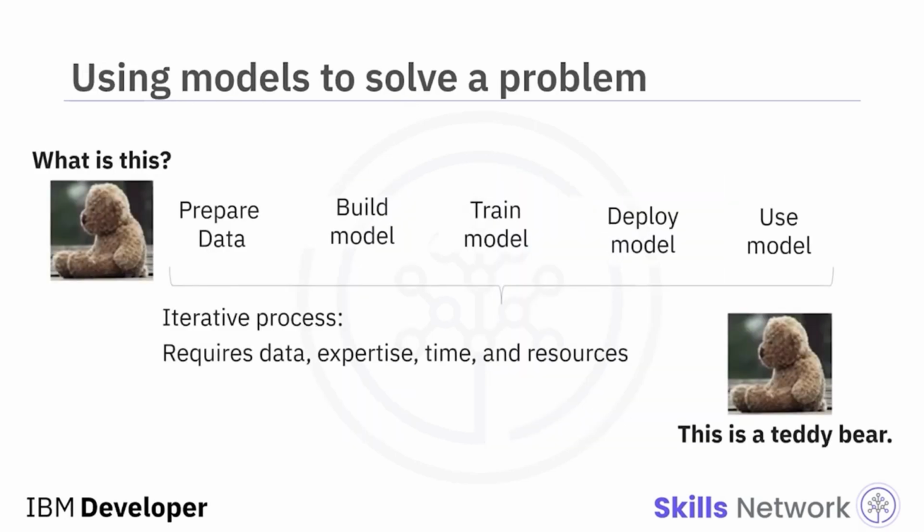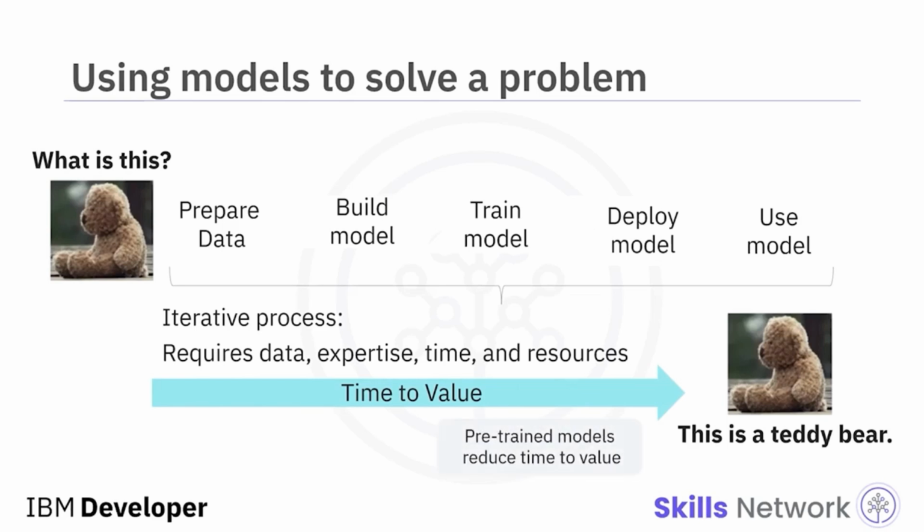The Model Asset Exchange, or MAX, on the IBM Developer Platform is a free open source resource for deep learning models. The tasks needed to train a model from scratch require a large amount of data, labor, time, and resources. And because of this, time to value can be quite long. To reduce time to value, consider taking advantage of pre-trained models for certain types of problems. These pre-trained models can be ready to use right away, or they might take less time to train.